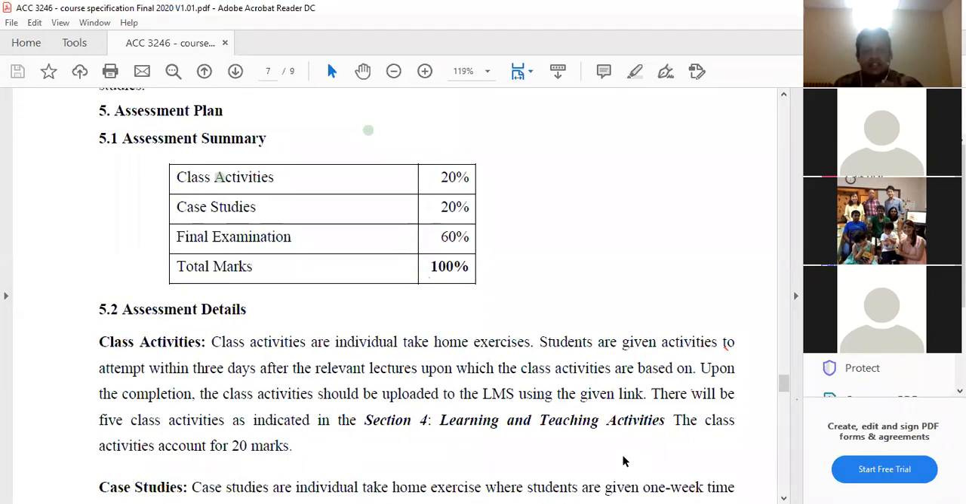So that's how these class activities are going to take place. Therefore, it is not such a burden. You can do it in a free environment. These are take-home exercises, so you have even 3 days to try and do them and upload them properly.